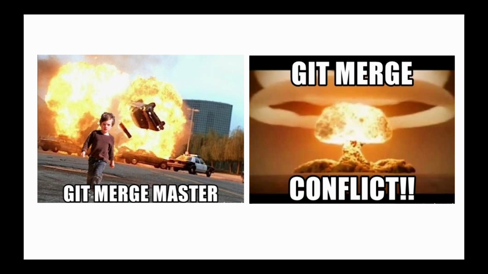You run the command, git merge master. Auto merge failed. You have too many merge conflicts. There's red text everywhere. Your editor is glowing red and highlighting every file red. Say goodbye to your weekend.